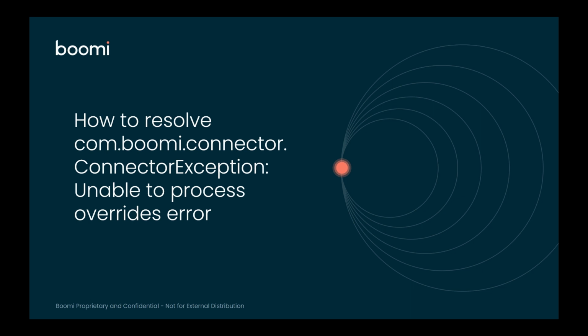Hi everyone. In this video, we will go through a simple method to resolve the unable to process overrides error, which is followed by a null pointer exception. This error generally occurs because of the stale differences in the component.xml file. You can resolve this error by updating the extension value in the process and saving it. Let me quickly share my screen and show you how to do that in detail.